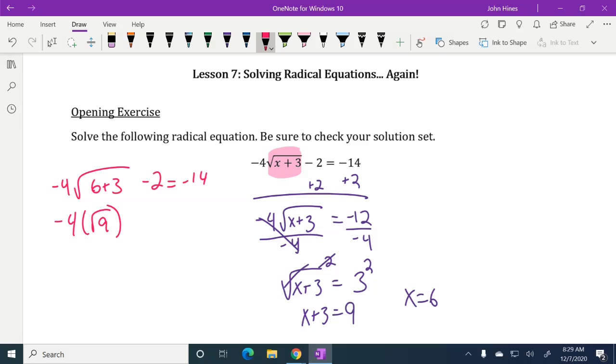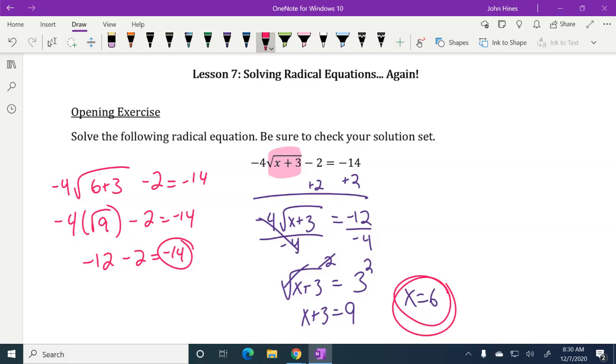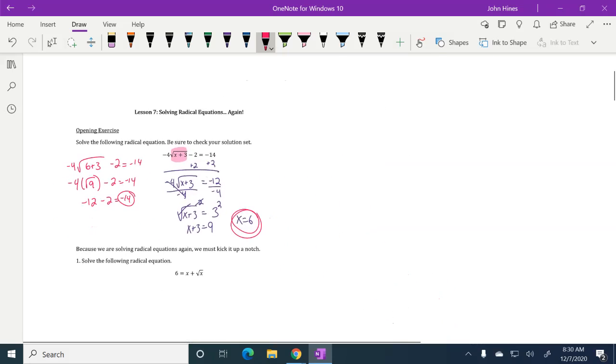4 times the square root of 9 minus 2 equals -14. Well, 4 times 3 is 12. So it does check out. -14 does equal -14. So x equals 6 is actually our solution.